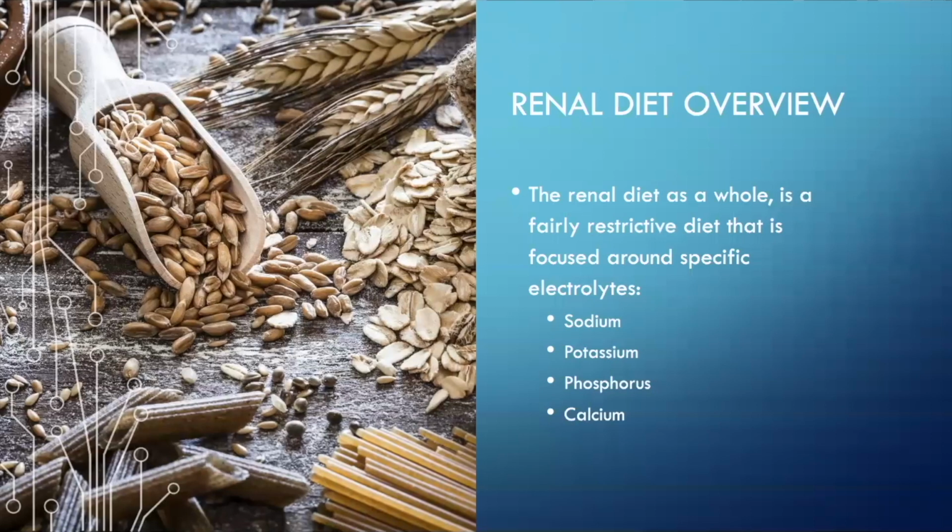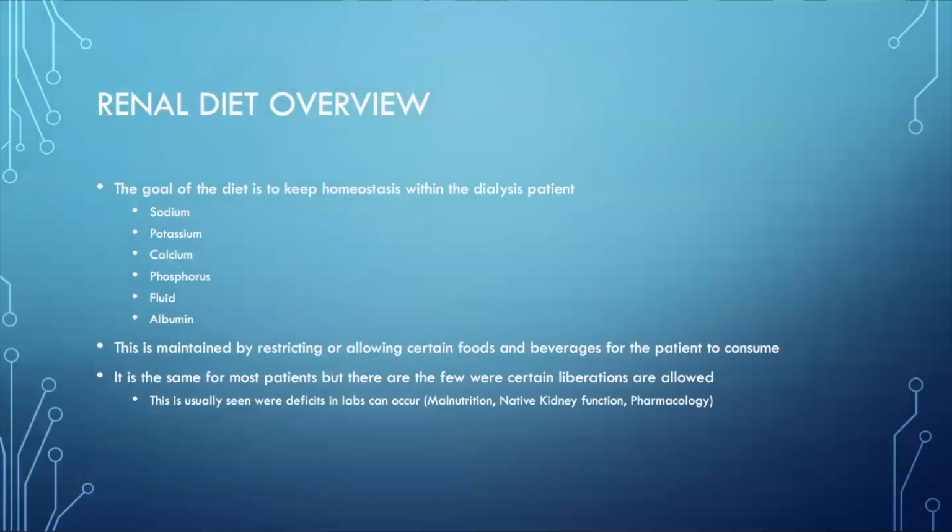The renal diet overview. The renal diet as a whole is a fairly restrictive diet that is focused around specific electrolytes, such as sodium, potassium, phosphorus, and calcium. The goal of the diet is to keep homeostasis within the dialysis patient. The diet helps keep these electrolytes and also protein and fluid within check.